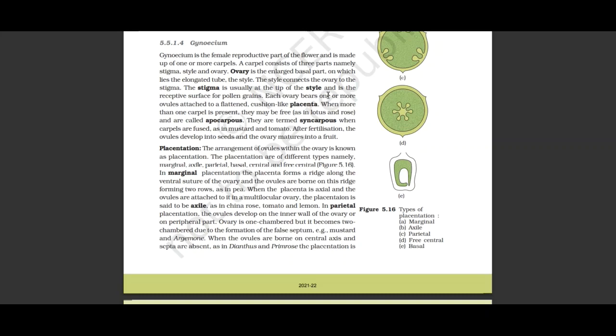Each ovary bears one or more ovules attached to a flattened cushion-like placenta. When more than one carpel is present, they may be free, as in lotus.